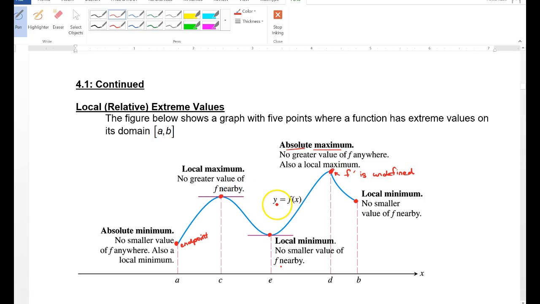So local maximums and minimums are very much the same. They can occur. This situation here, we get the derivatives equal to 0. This one here, f prime is equal to 0. And this one here is an endpoint.